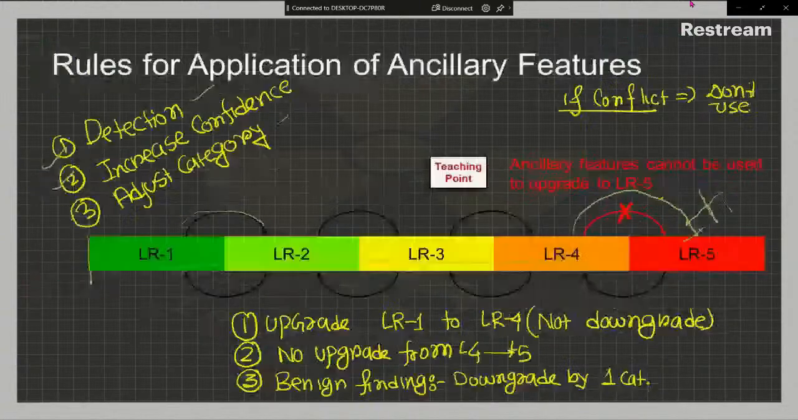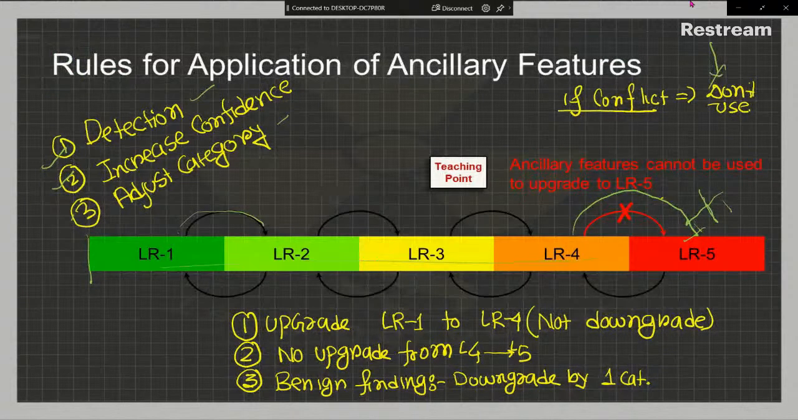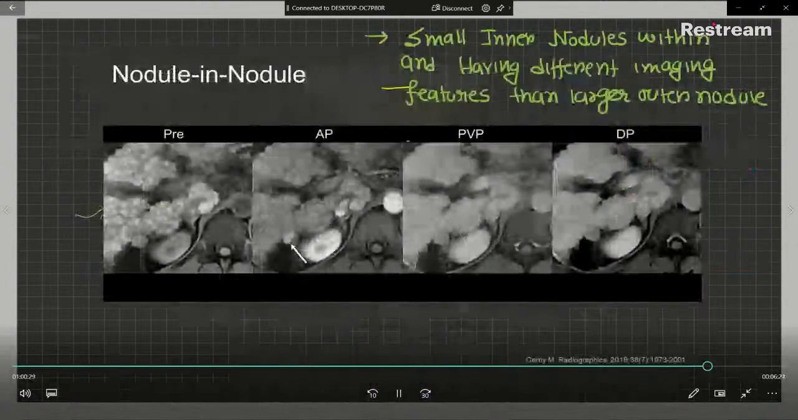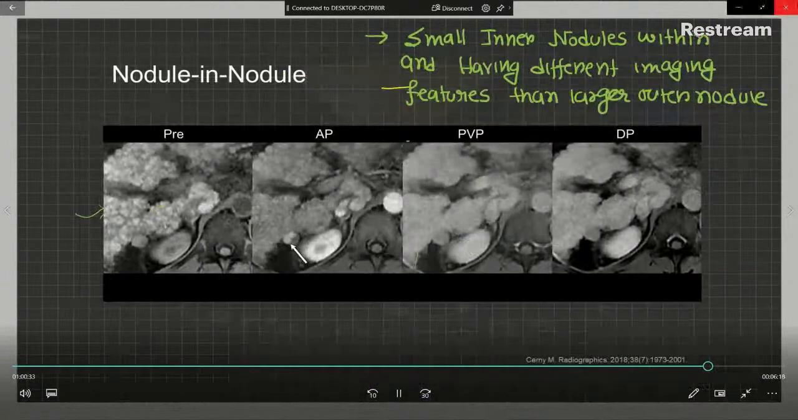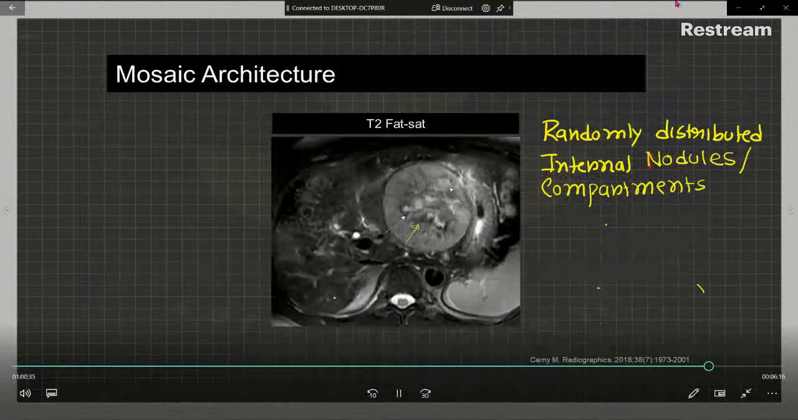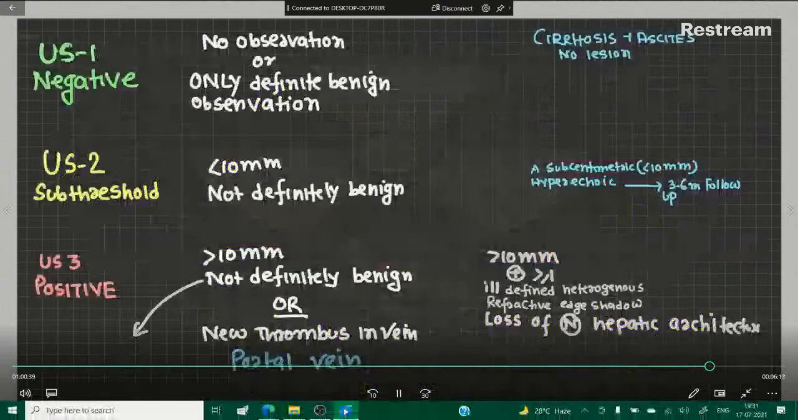If you are not sure whether a feature is present, then do not use it. It is also mentioned not to use these ancillary criteria to upgrade if you are in doubt, because for these images there is no textbook description. You have to remember the image: this is the nodule-in-nodule appearance, this is the mosaic architecture appearance, or this is intratumoral fat. There is no such textbook definition.